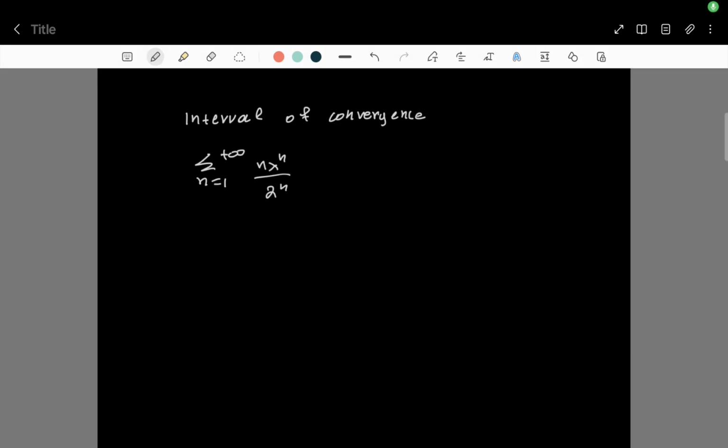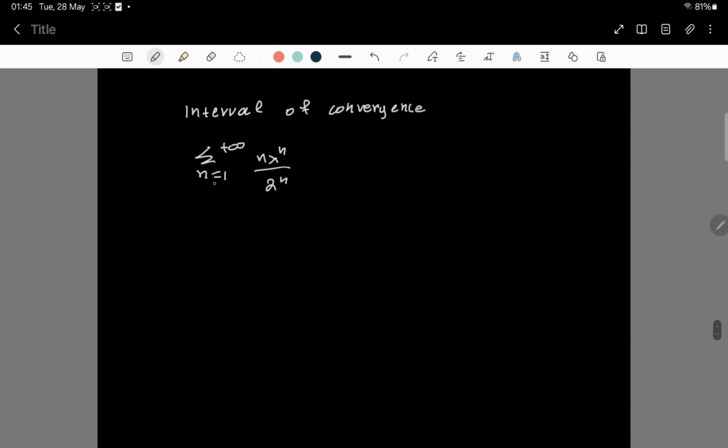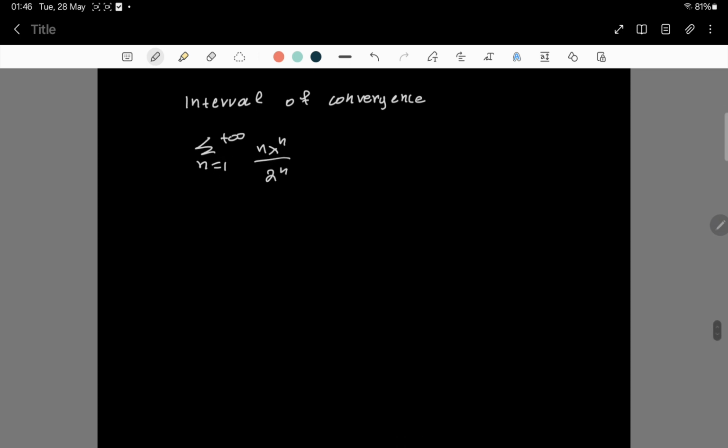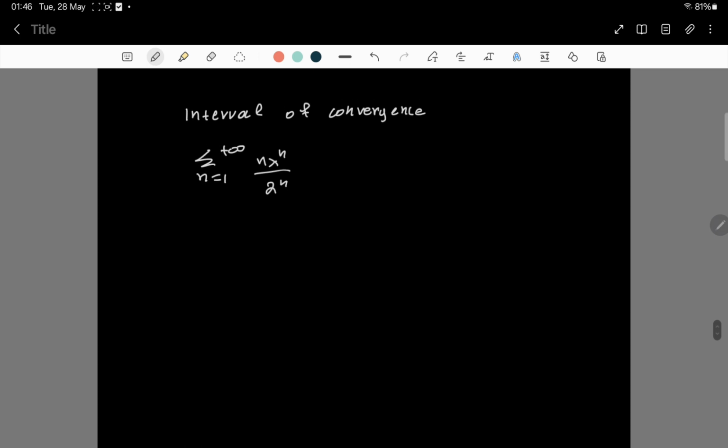In this video we see a nice problem on the interval of convergence of this series. So we have the series from n equals 1 to infinity of n times x to the power of n divided by 2 to the power of n, and we want to study the values of x for which this sum converges. It is the interval of convergence or radius of convergence.